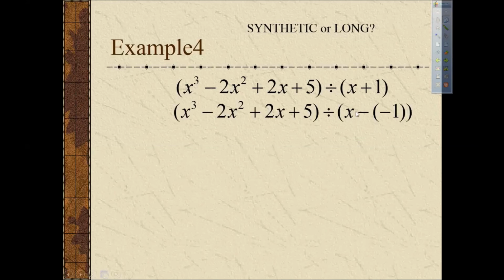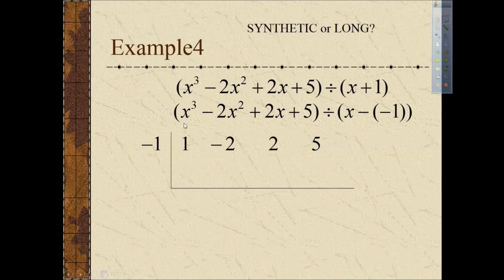And now this is in a good form for doing synthetic division. Outside of our framework, we're going to put a negative 1. And this is getting familiar, using the opposite sign of what we see in the parentheses. When we're dividing by x plus 1, the number that's going to go outside here is the opposite of a positive 1, or a negative 1. Inside the framework, I'm putting the coefficients: x cubed is 1, x squared negative 2, coefficient of x is 2, and the constant is 5. So we're ready to do our synthetic division.